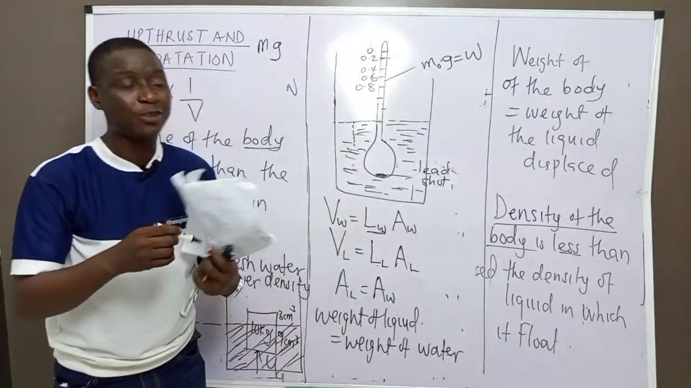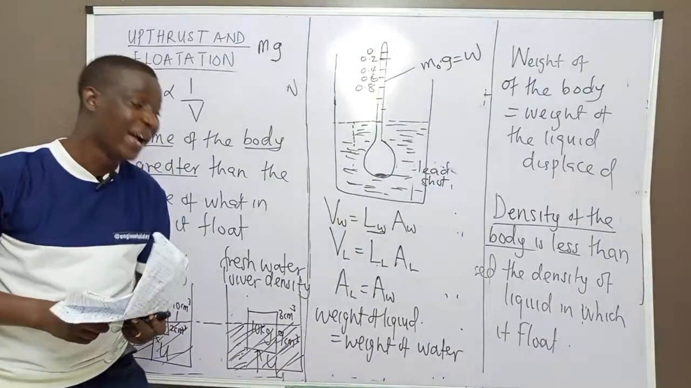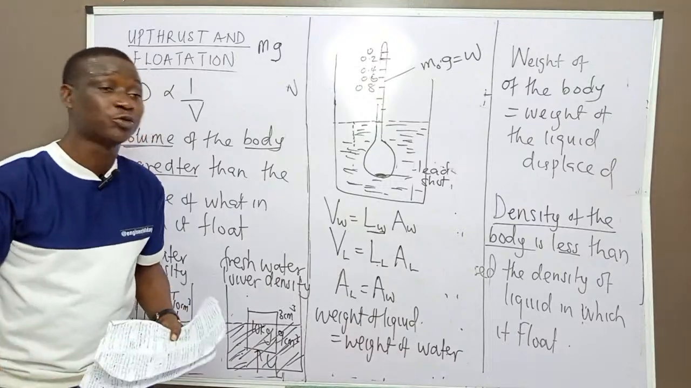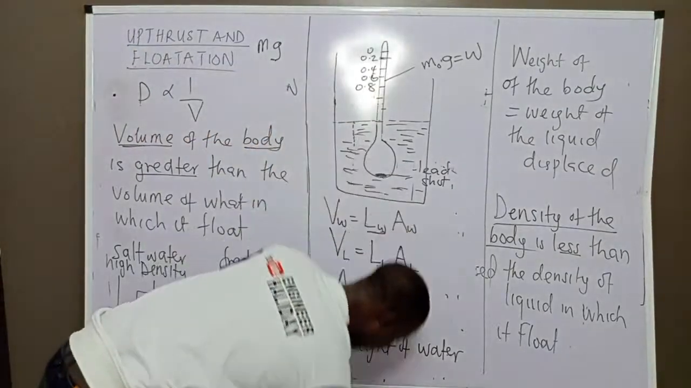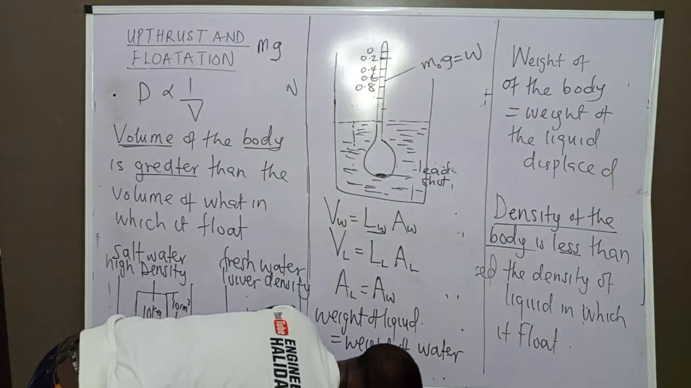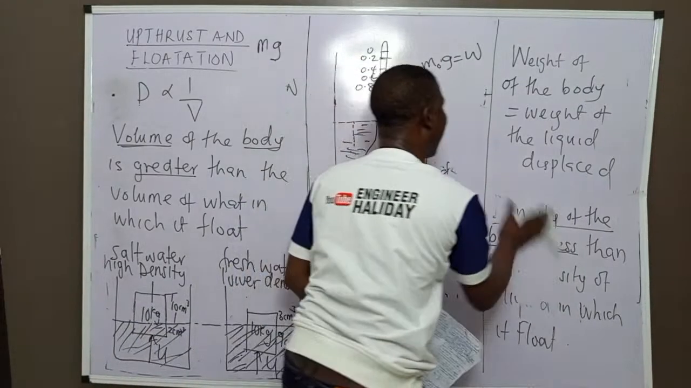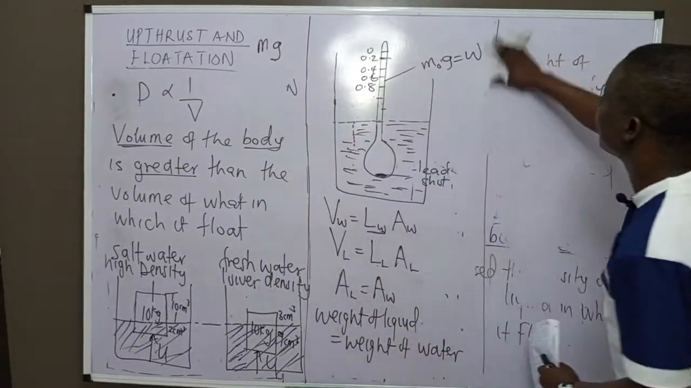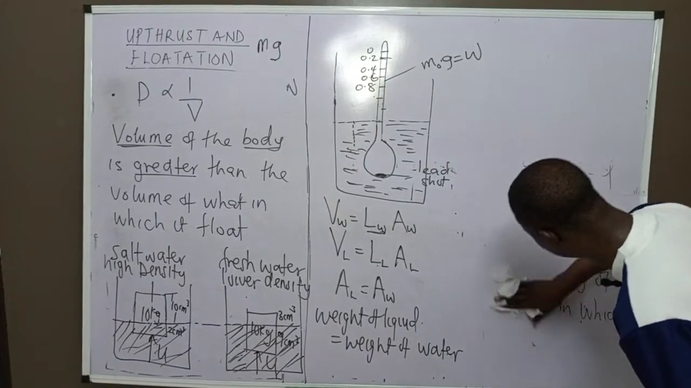So if I put a hydrometer in kerosene and I put the same hydrometer in water, the weight of the hydrometer in liquid is equal to the weight of the hydrometer in water. In kerosene, it will sink more, while in water, it will sink less. Why? Because water has a higher density than kerosene.